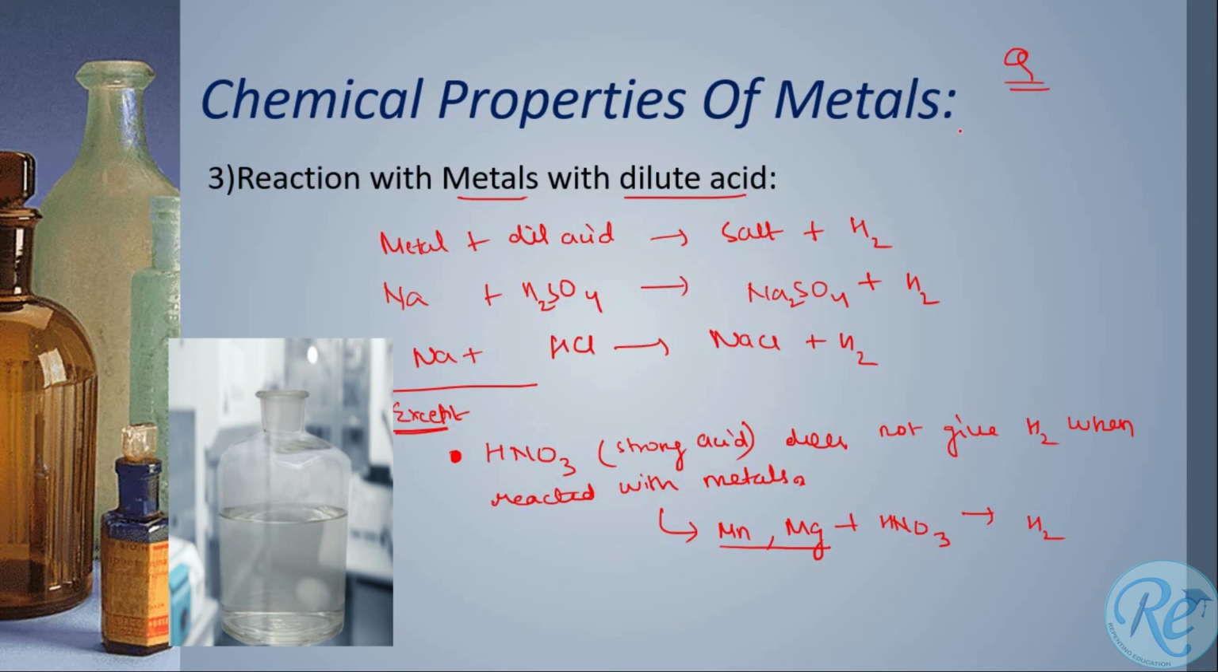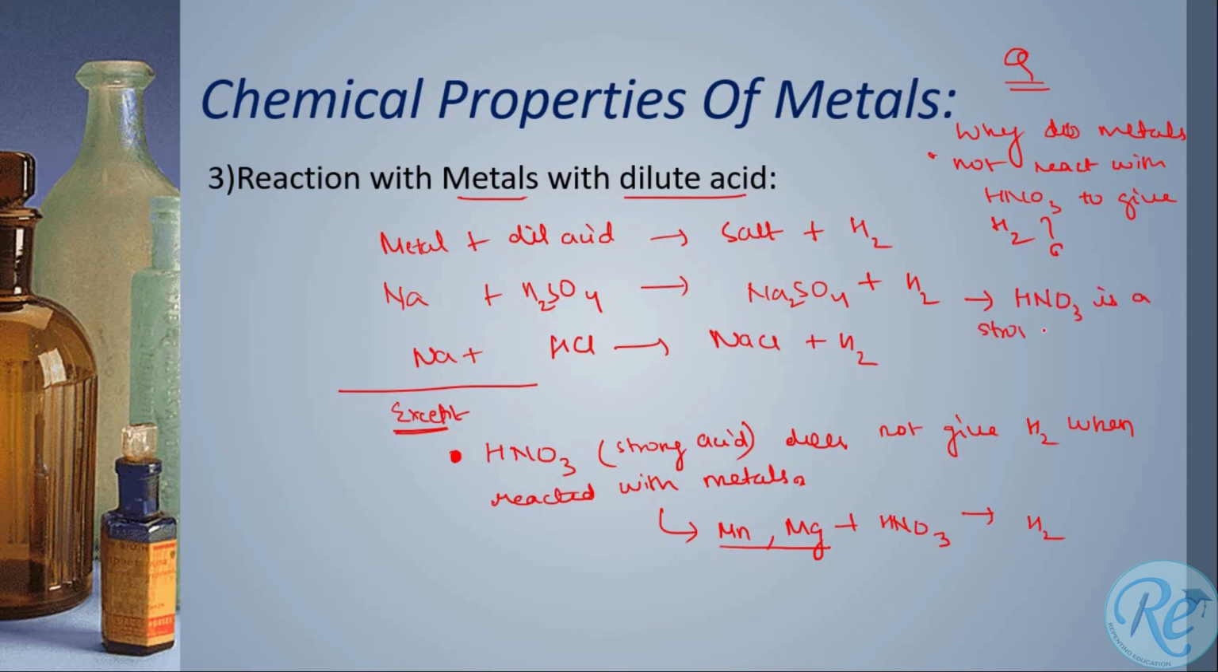So, the question is, why do metals not react with HNO3 to give hydrogen? And the answer is that HNO3 is a strong oxidizing agent. We've already discussed about oxidizing agent. So HNO3 is a strong oxidizing agent.